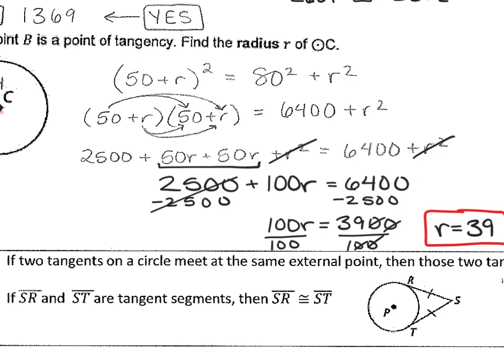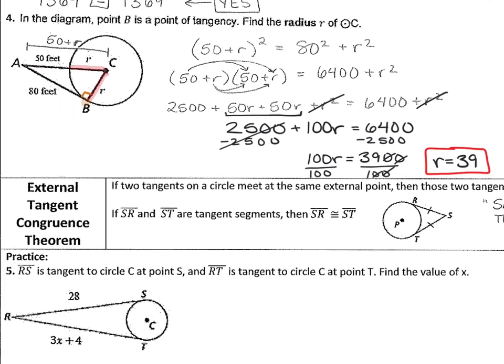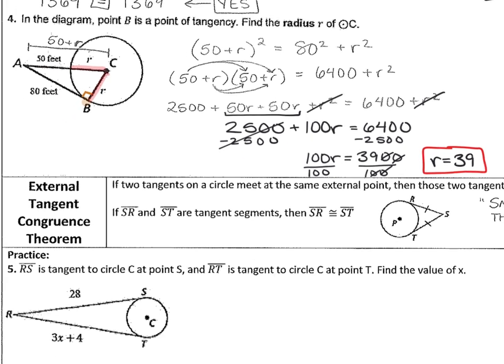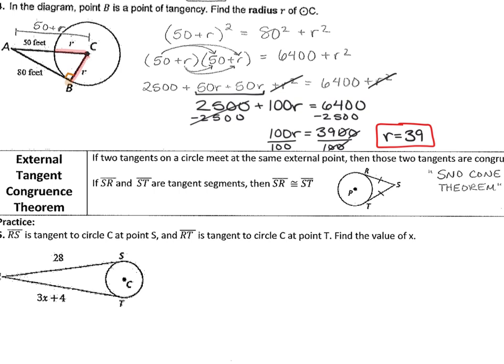Okay, the last theorem for today is a really, really easy theorem. It's called the external tangent congruence theorem, but that's a lot of words. I'm going to call it the snow cone theorem. Why do you think I call this picture the snow cone theorem? It straight up looks like a snow cone to me.